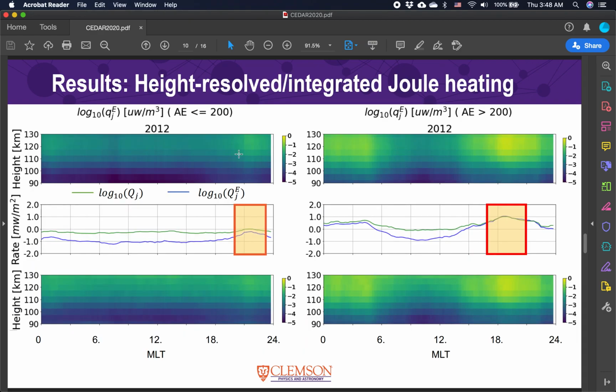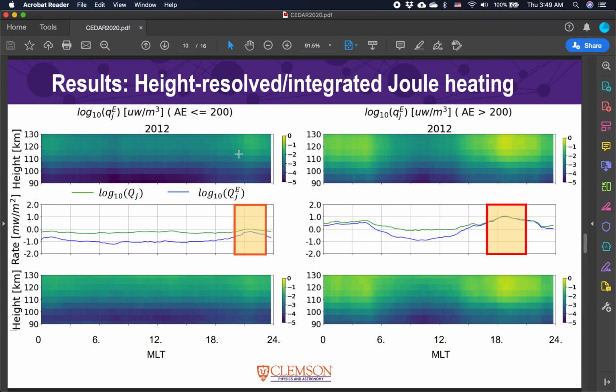Then let's see the strengths of Joule heating. Here, again, the left column shows the result under quiet condition, and the right column shows the result under active condition. The top panel shows the result of local Joule heating, and the bottom panel shows the result of total Joule heating, and the integrated terms are shown in the middle panels.